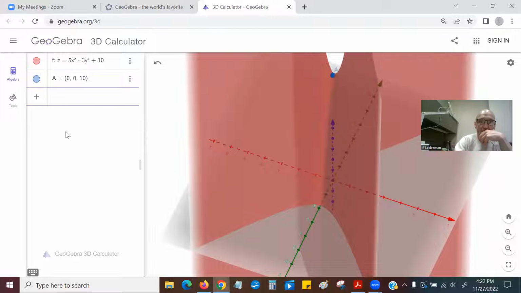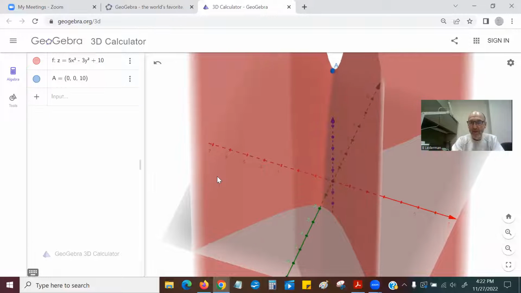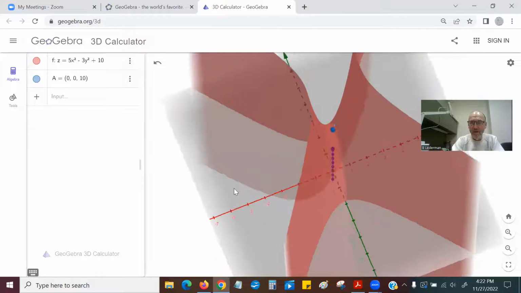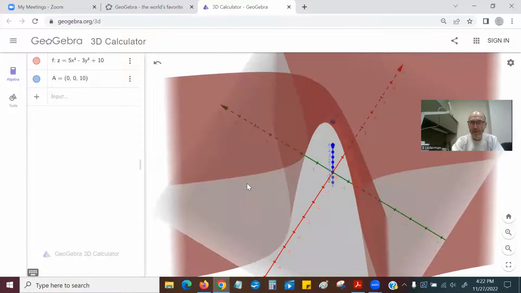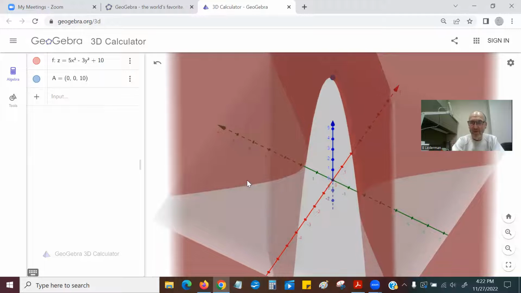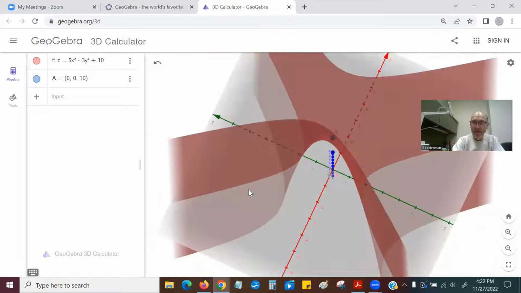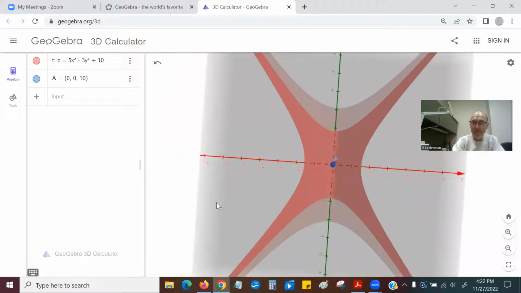There you go. You see that there's a point A right there, and A is right at that saddle point. I really love this site. You can just play around with things all day, but it's on the z-axis. You can see right there the point.